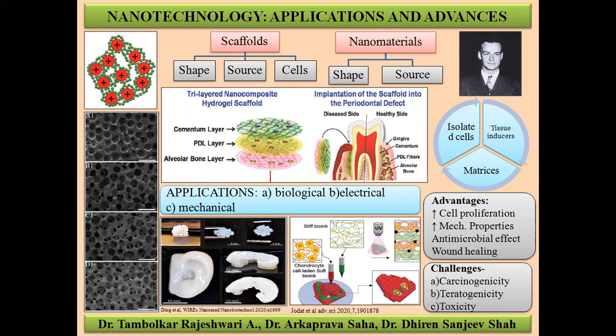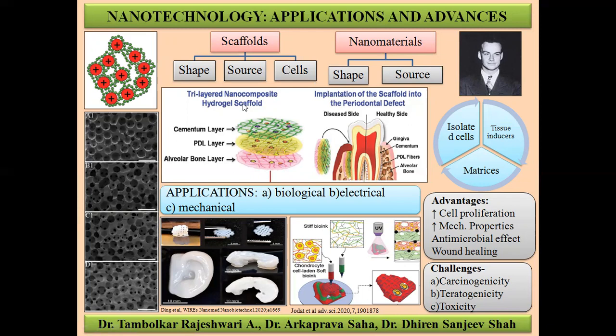According to Langer and Vacanti, tissue engineering consists of three core principles as seen here: isolated cells, tissue inducing substances, and matrices. So what is the rationale for using nanoparticles? One, they have a high surface to volume ratio. Secondly, they're highly soluble. And thirdly, they exhibit quantum effects. Nanoparticles are synthesized by two main methods: the bottom-up method and the top-down method. Similarly, nanofiber scaffolds can be synthesized by three main methods: electrospinning, self-assembly, and phase separation.